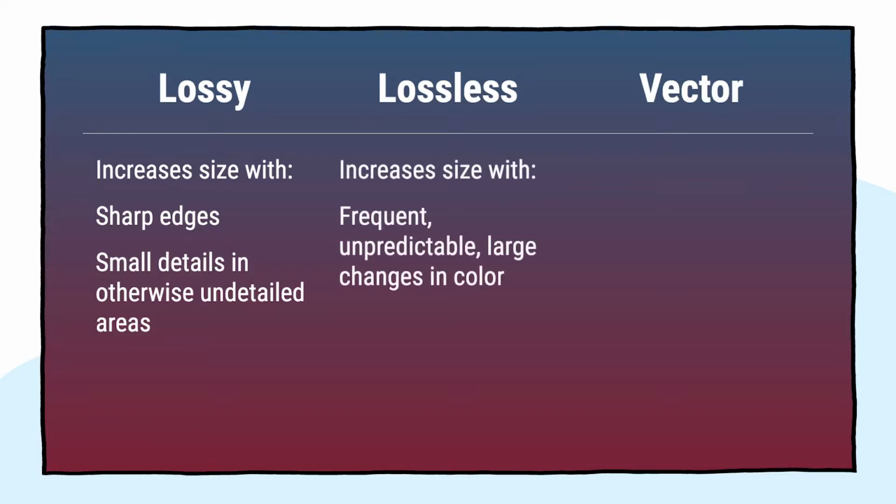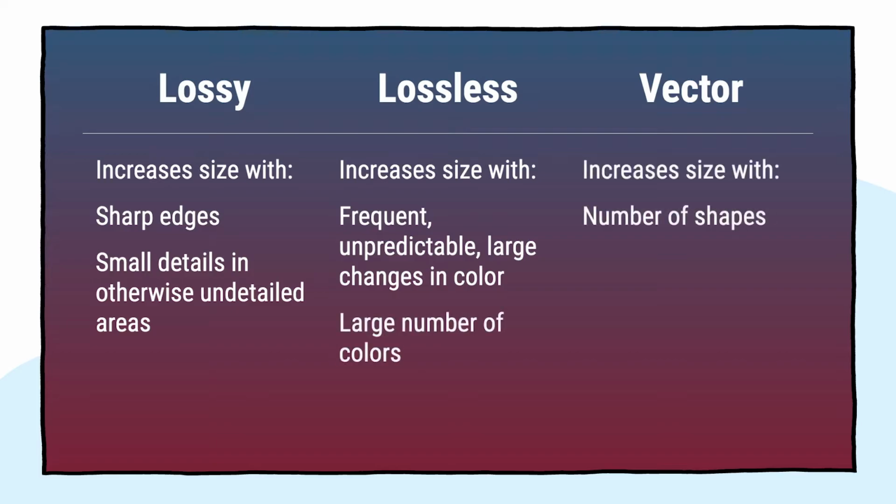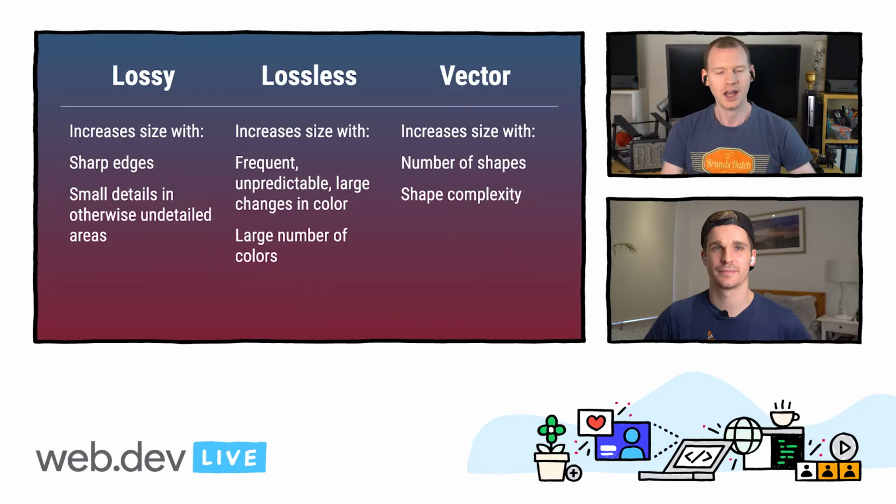For lossless, it's color change, especially unpredictable color change. It's another thing we'll look at some examples of. The total number of colors also impacts the file size. With vector, it's the number of shapes and also shape complexity. There's a difference with vector: the complexity of the shapes will introduce a CPU cost in a way it doesn't with the other formats. So that's something to bear in mind. That's the TLDR of this talk, really.